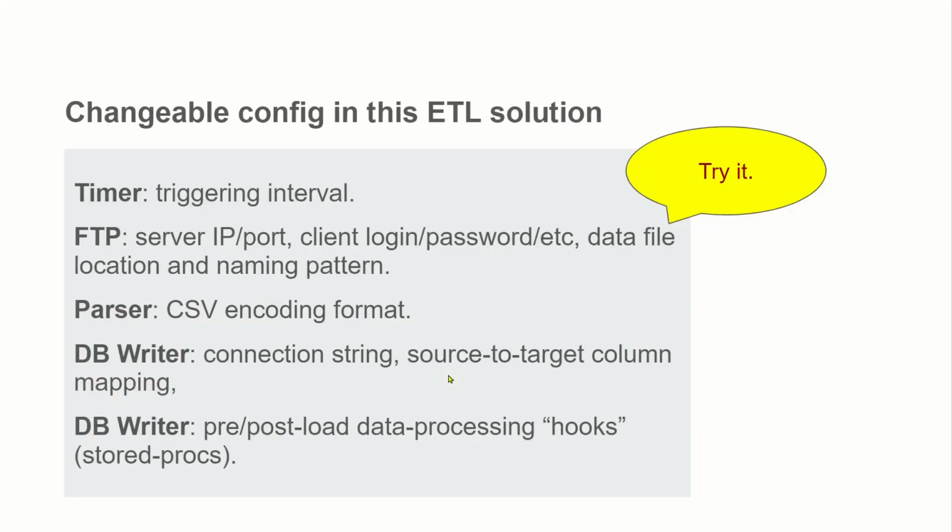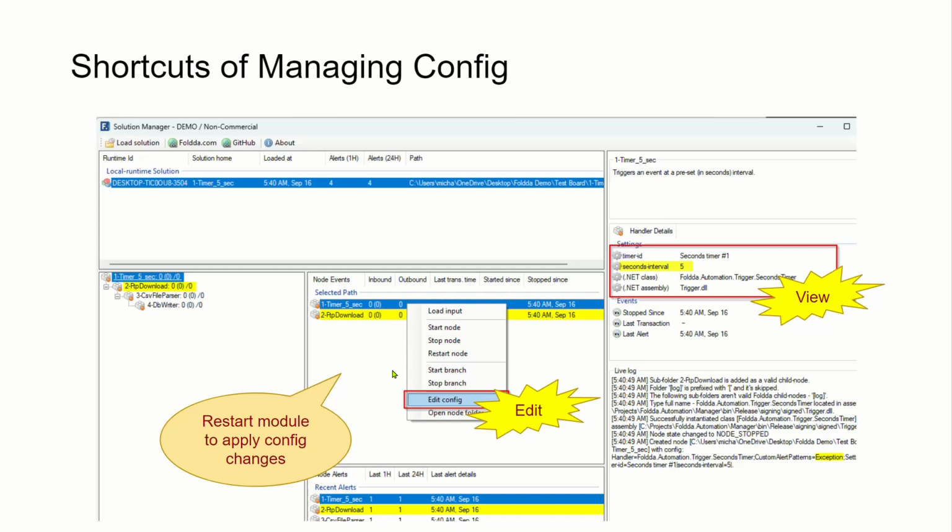So for the ETL pipeline we built, we can change a lot of things, and each module has its own specific changes you can make. For the timer, you can change the trigger interval. For the FTP, you can change the server port and IP and so on. For the CSV parsing, you can change the encoding format, like comma separated, tab separated, whatever, and we have a lot of settings changes for the DB writing. And the best way to change a config file is to use the solution manager program that's provided free on our website. So let's take a look.